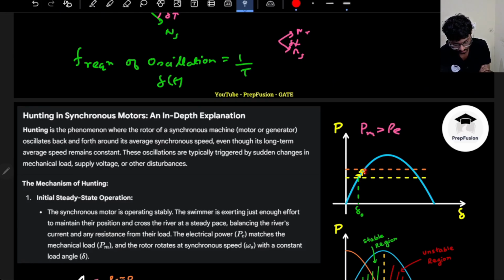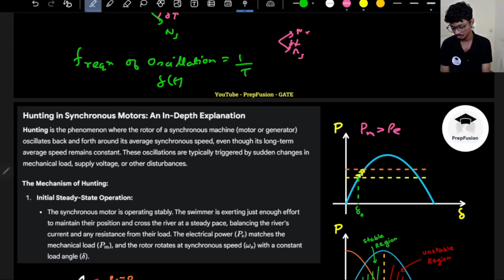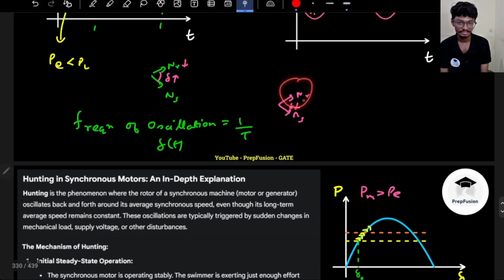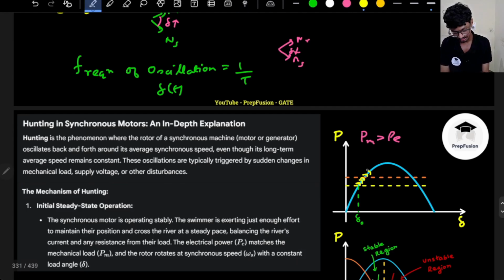At this point, the developed torque, the equivalent torque, will be zero. But the rotor speed is still lower than the stator speed, so it has not reached steady state. So the delta angle will still increase because rotor speed is not equal to stator speed. Rotor speed is lower than the stator rotating magnetic field, so delta keeps on increasing, and I will reach a certain point C.